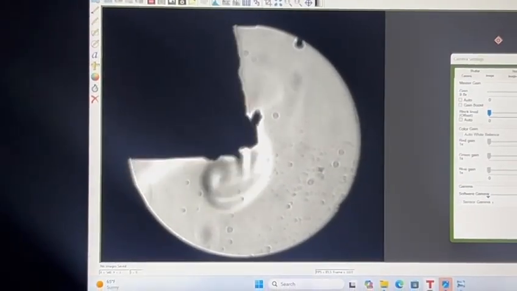But overall, it was a fun lab because everything was very hands-on and we would actually see the physics happening right in front of us.